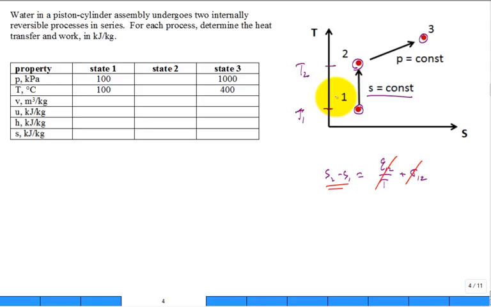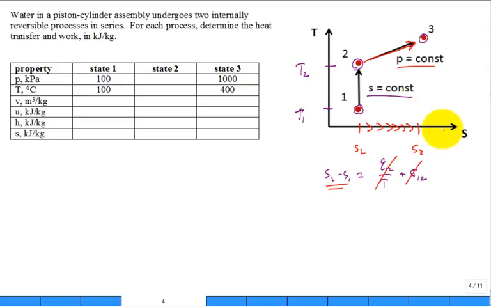How about process 2 to 3? What's happening there? Well, pressure's constant. How can I ever have a process where the pressure's constant? Constant pressure heating or cooling, that's the common one. If the pressure's constant and entropy's increasing, what do you think is happening between S2 and S3? S3 is greater than S2. It's being heated. As it's being heated, the entropy is being brought in.